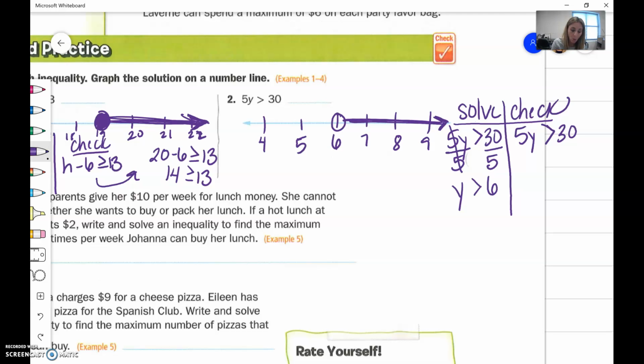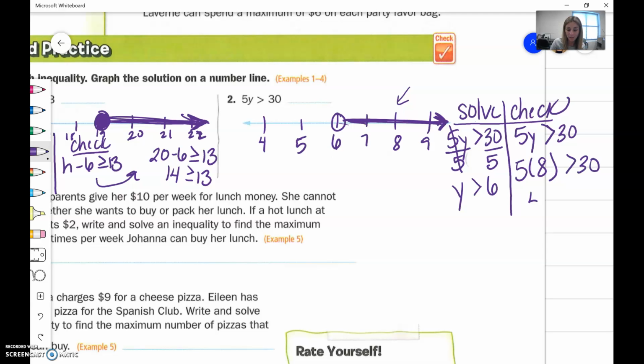Now I'm going to pick one of these numbers that is on the number line, that is a solution. I'm not going to pick one over here. That's not a solution. I didn't make my arrow go that direction. So I'm just going to go ahead and pick 8. So 5 times 8 is greater than 30.